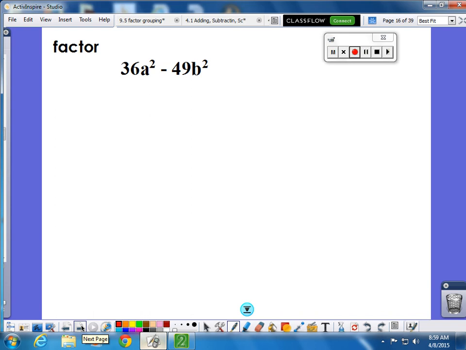Is there a greatest common factor? No, there's not. 7 will go into 49, but it won't go into 36. Is this the difference of perfect square, perfect square? Yeah, absolutely. And so I'll have conjugates. I keep writing my plus first. It doesn't matter. Can somebody tell me what goes here? 6. 6 times 6 is 36. 8 times 8 is a squared. And here, 7b.